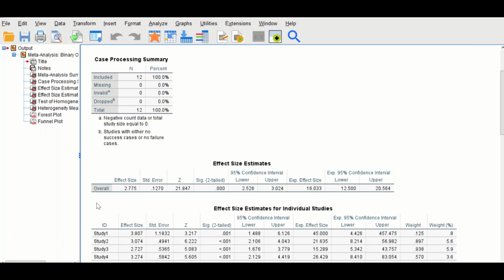So this effect size is a pooled or overall effect size for the 12 studies, or the odds ratio for the 12 studies, and this value is significant, and the 95% confidence interval does not include the null effect in it. This gives a double confirmation that the finding of the overall effect size is significant. And here is also given an exponential effect size with its 95% confidence interval.